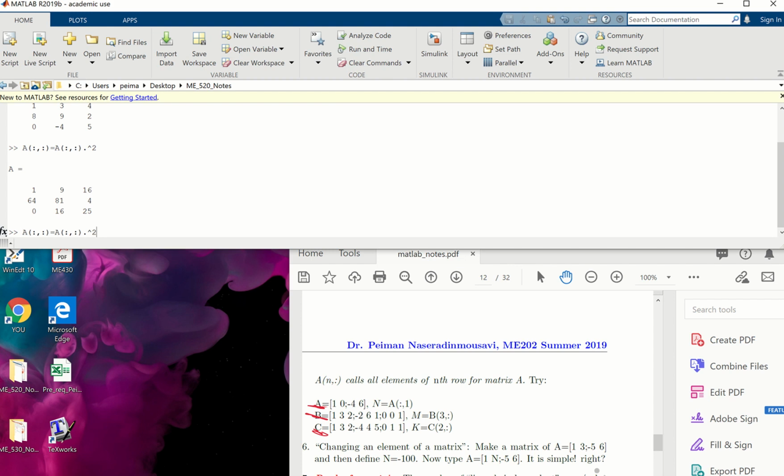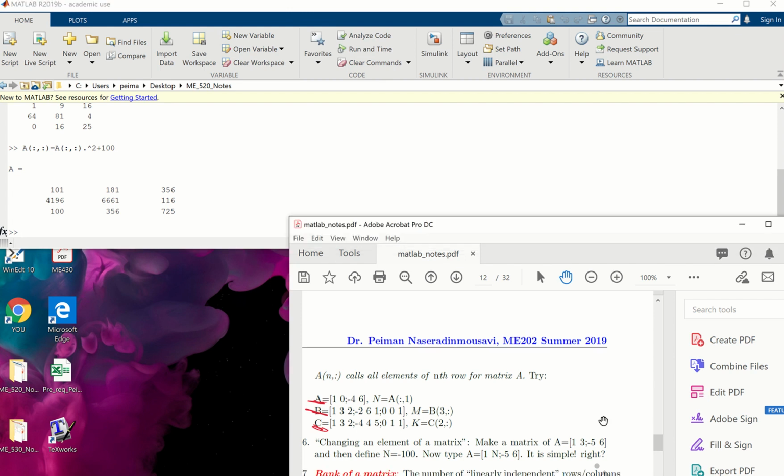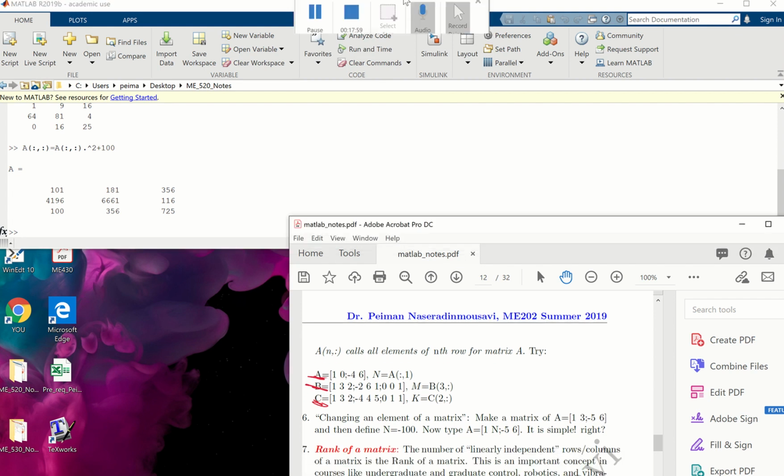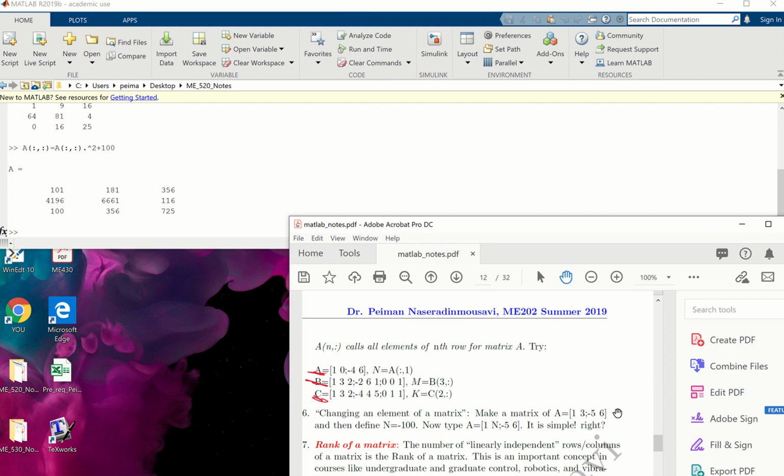Now for this new matrix, I'm going to say all and make it plus 100. Here we go. So 1 squared plus 100 is 101, 8 to the power of 2 plus 100, and this number, 0 plus 100. So you can manipulate the elements of a given matrix. So this is one way of manipulating matrix elements.